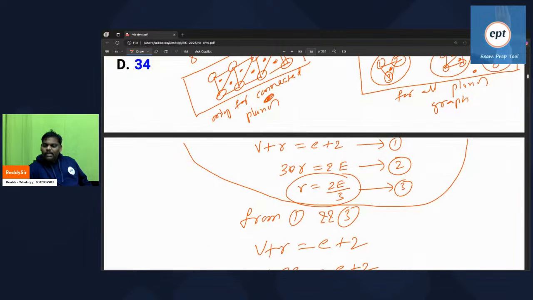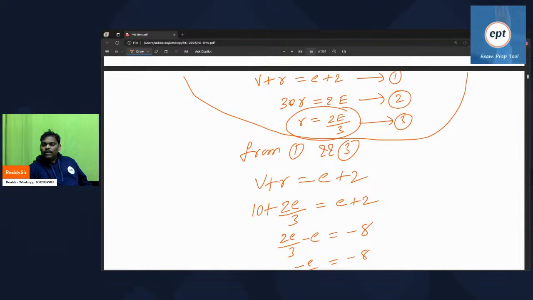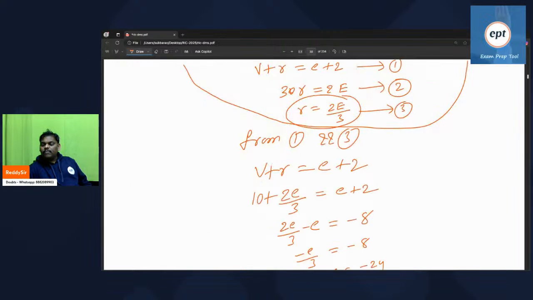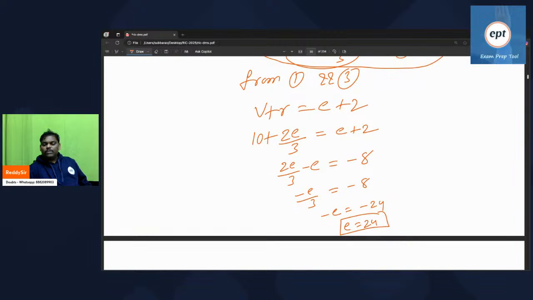So V plus R is equal to E plus 2. Next, as he mentioned, every region has degree 3. The sum of degrees of regions is equal to 2 times E. From that, the second equation came, and from there the third one came. If you substitute 1 and 3, you will get the E value 24.